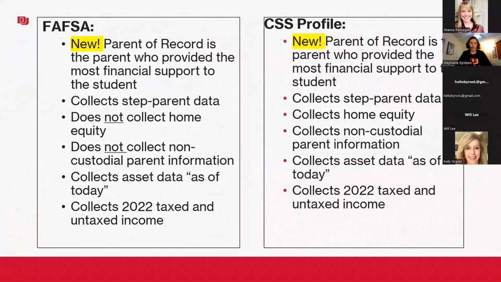Okay, so what's the difference here? FAFSA and CSS profile have now aligned. They're the same for that parent of record. So who provides the most financial support to the student? Both do collect step parent data if the parent is remarried. FAFSA does not collect home equity. CSS profile does. So it goes a little more in depth on that. On the FAFSA, it does not collect non-custodial parent information, but the CSS profile does. And they both collect assets as of the day of completion and are still using the same tax year information.